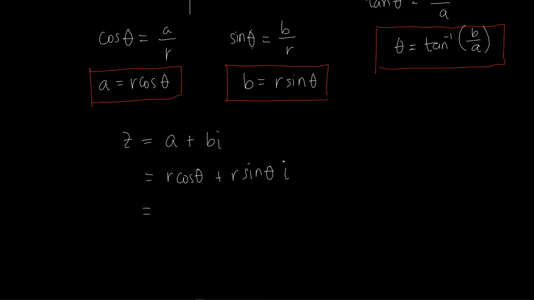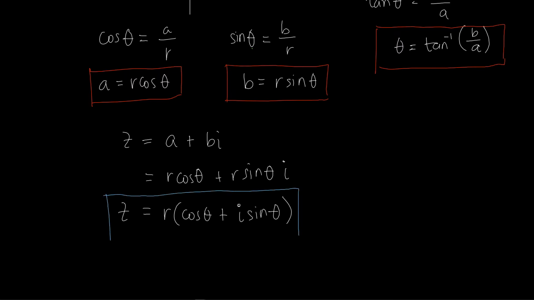So, simplify further, we factor out the R. This is R times cosine theta plus i sine theta. This is another form of it. This is what we call the polar form. This is a little bit confusing when the form looks like this.